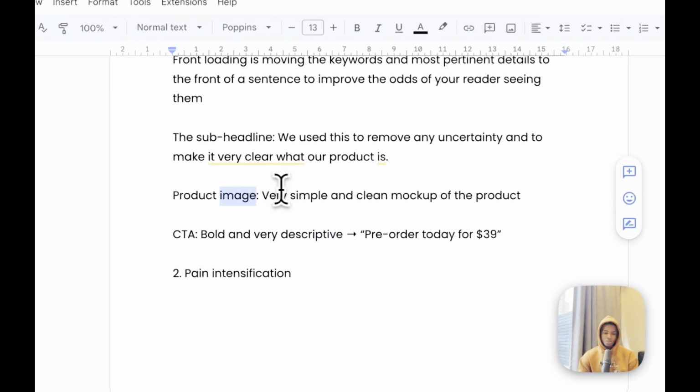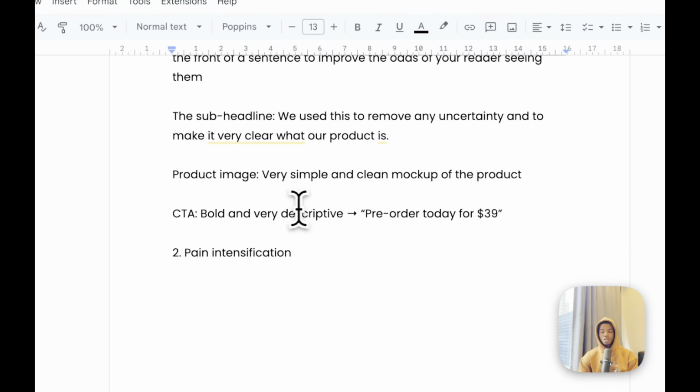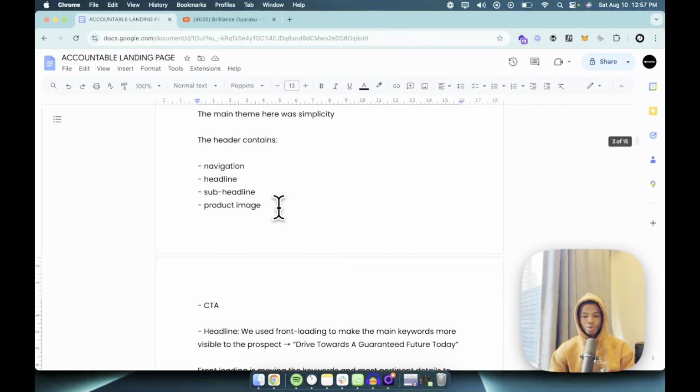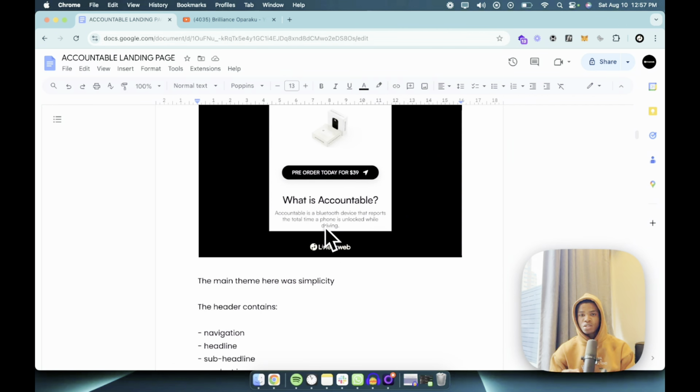Now the product image is a very simple and clean mock-up of the product, and the CTA is very bold and descriptive: Pre-order for $39. Now this is one mistake that most people make. They just say get started now or join now. You have to make your CTA very descriptive so that your prospect knows the exact step they're taking.